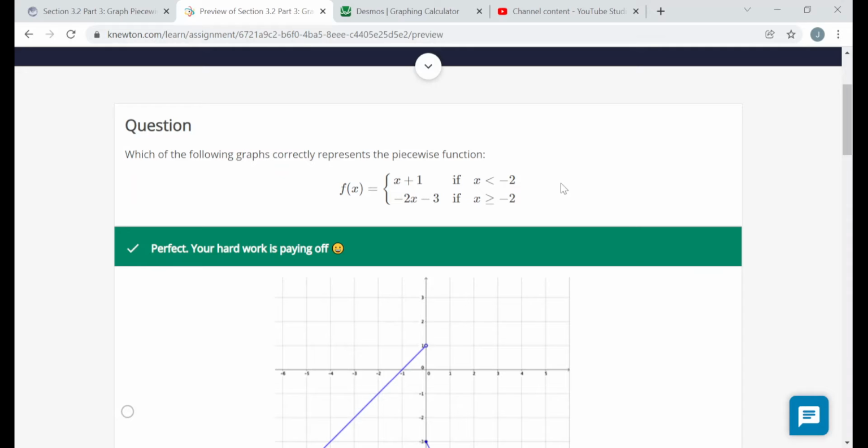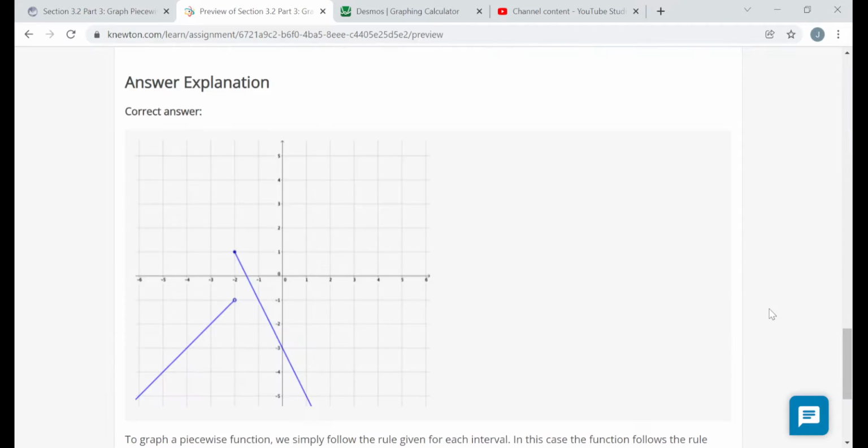And again, I hope you saw how I graphed them on Desmos as well, one piece at a time, because that's obviously a very useful tool if you're having trouble doing it by hand. You can always go to Desmos and check it out there. All right, and that should be it for this preview version of this assignment.